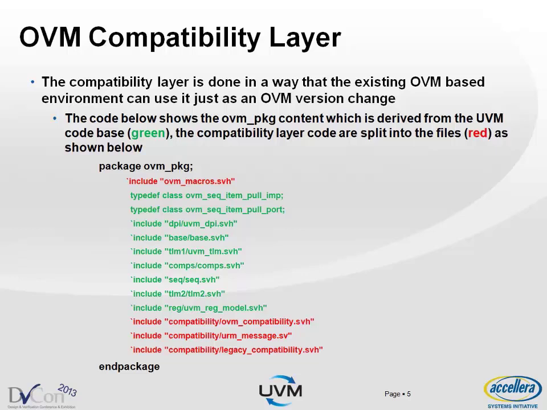So the code below shows the OVM package content, which, if you look at it, is actually derived from the UVM-based code. If you look at any UVM package, you will see the green part. When you open the UVM package, this is the green part that gets instantiated. And then the compatibility layer code is split into the following files, which are red. We took back the OVM macros, whatever we need out of that. I'll go through a little bit of them. And then we took the UVM-based code that comes with it. And this is where the bulk of the compatibility layer will sit, which is in that file.